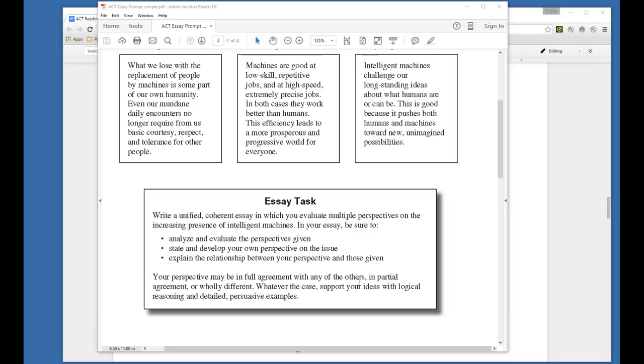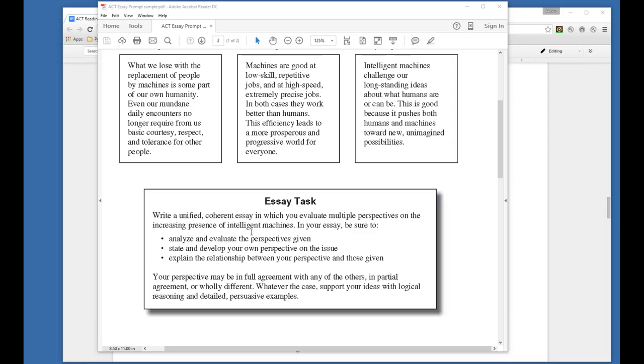Transitions, and they can be as simple as first, second, third, or as complicated and as well-crafted as you can come up with. But they must be there. If what you manage best is, you know, in contrast to perspective one, or like perspective one, whatever you do, first we'll look at perspective one. However you do it, make sure you have your transitions.